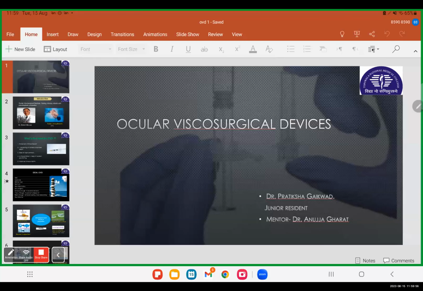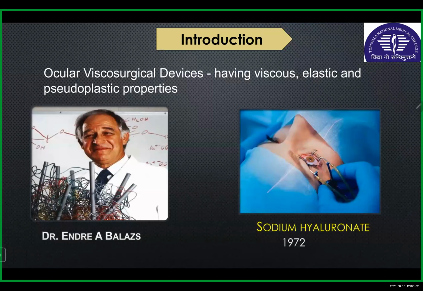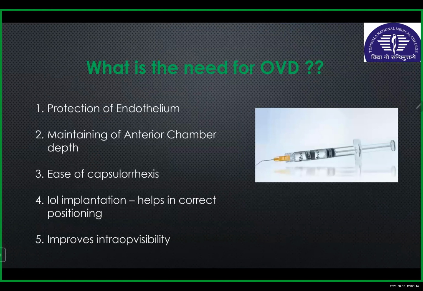Good afternoon, everyone. My topic is ocular viscosurgical devices. OVDs are solutions having viscous, elastic, and pseudoplastic properties. All thanks to Dr. Endre, who has introduced us to viscoelastics. Sodium hyaluronate was the first OVD, used in 1972. What is the need for the OVD? It is used for the protection of the endothelium, maintenance of the anterior chamber depth, and for the capsulorhexis. In IOL implantation, it helps in the correct positioning of the IOL.